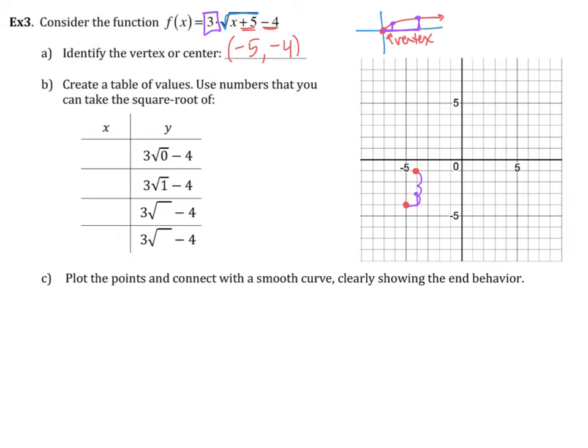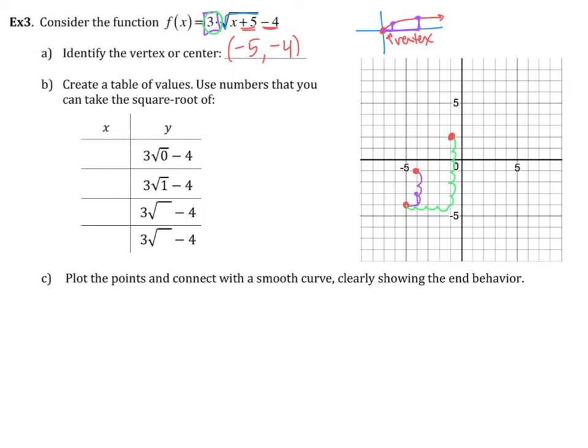Then I would go right 4, 1, 2, 3, 4, and the square root of 4 is 2, so I would go up 2 units, but I'm stretching 3 times higher, so that's 1 set of 2, 2 sets of 2, 3 sets of 2, so I think my point should be up here, because I'm vertically stretching 3 times higher.